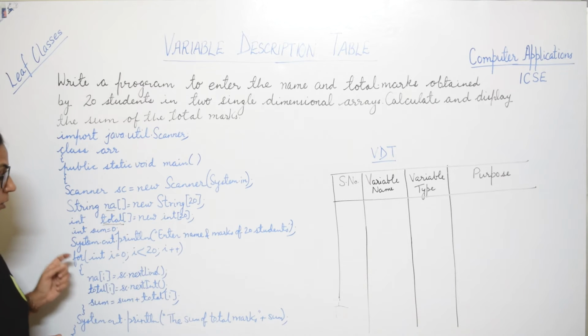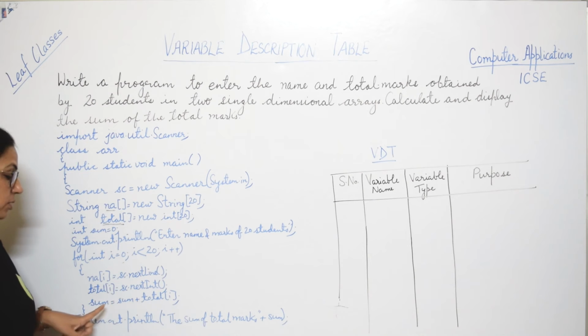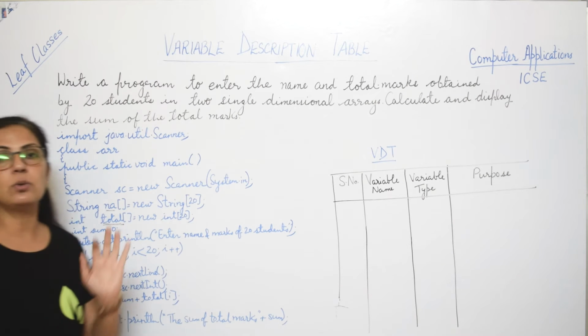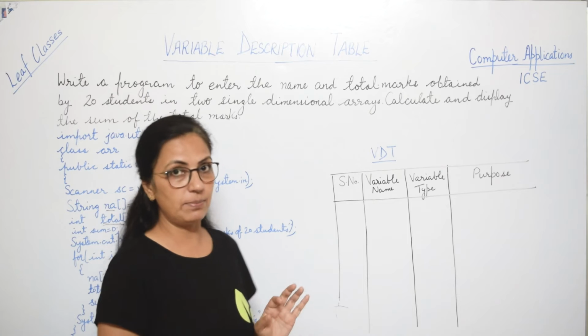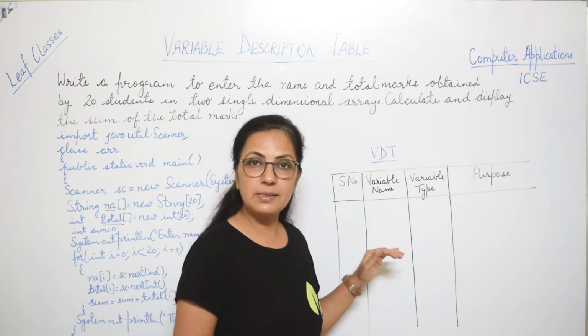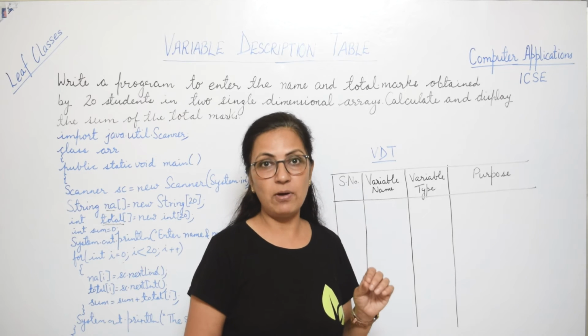So we have taken the loop. As soon as we are entering the marks, we are adding that marks to a sum variable, right? So this is a short program just to explain the variable description table to you. Now children, as you know, in variable description table, this is the easiest way of doing that, to do it in table format.